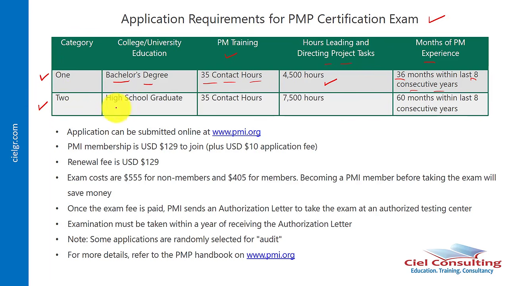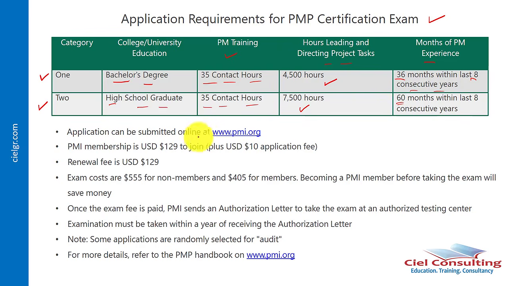Now in category 2, which is if you're a high school graduate, you would also require the 35 contact hours of project management education. However, you require a longer number of hours with regards to experience leading and directing projects, which amounts to 7,500 hours in all, as well as 60 months within the last consecutive years. So in essence, this is the project experience that you need to have, which in this case translates into 5 years project experience for you to be eligible for the PMP exam.